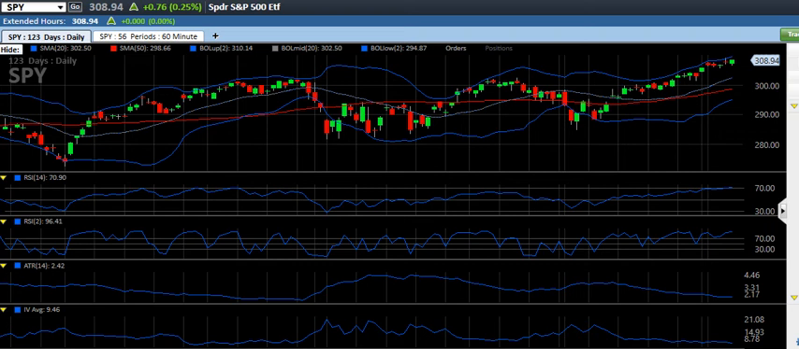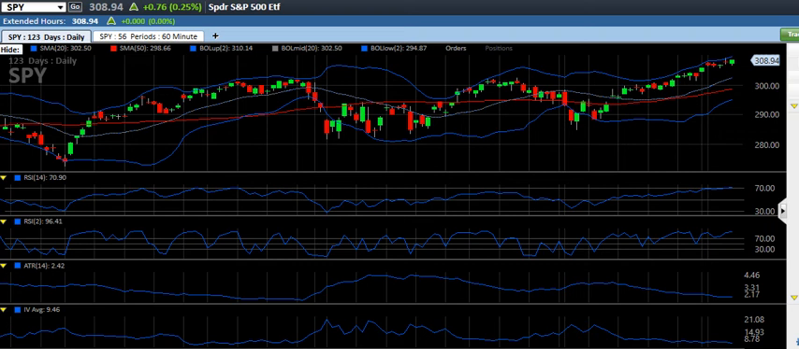So you can see here, every time the price gets up near the top of those Bollinger Bands, the price tends to pull back, and vice versa. As the price gets closer to the bottom blue line, prices tend to go up.